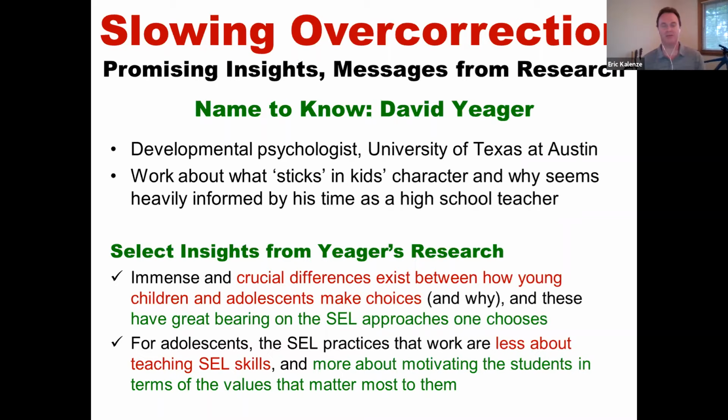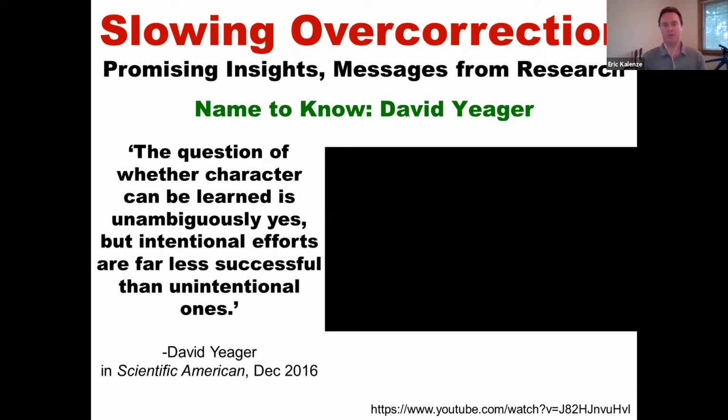Now, I thought this quote from him in Scientific American back in 2016 was also a good one for us to always keep in mind, especially when we're talking about working with adolescent SEL. He said, "The question of whether character can be learned is unambiguously yes. But our unintentional efforts are far less successful than our intentional ones." Okay, as in, we can change kids' character. That's what he has. And character I use loosely. I think it's a little loaded as a term, but that's his words.